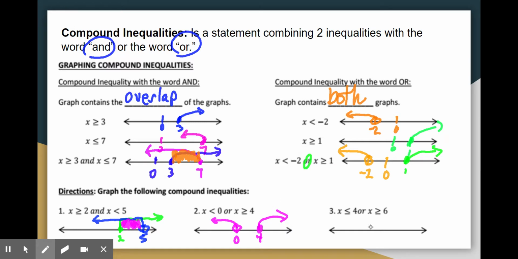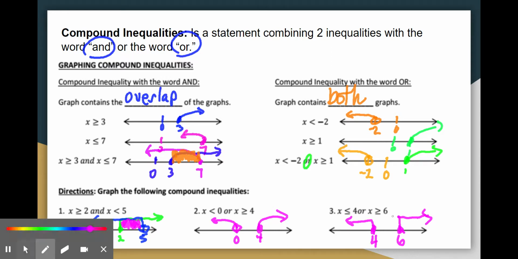All right, and the same thing over here. Here's another or inequality. From 4, we would put a closed circle on the 4, graphing to the left, right? X is less than or equal to 4. And 6 would get a closed circle. X is greater than or equal to 6, and we would go to the right. So again, my OR inequality are all of these numbers that are covered by these arrows as well as 4 and 6 because they are both included with these closed circles. All right? That's how you graph a compound inequality.